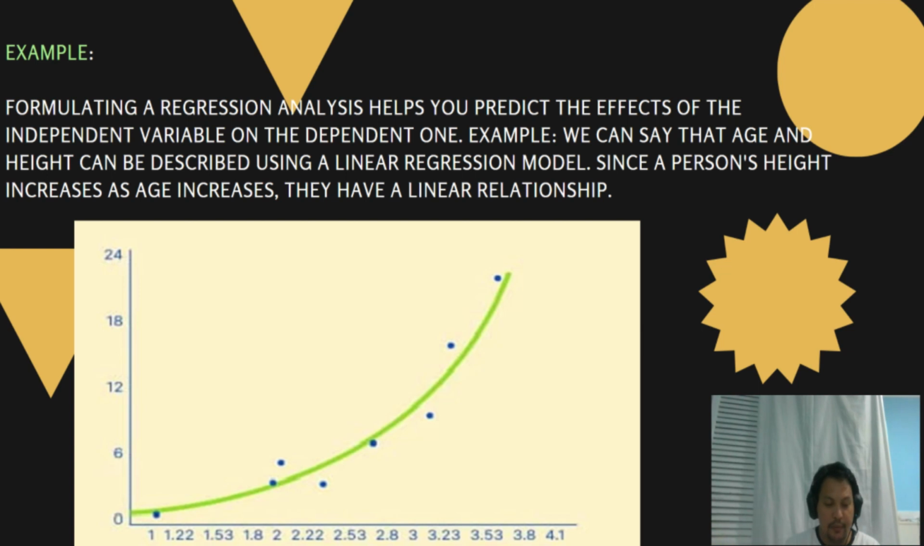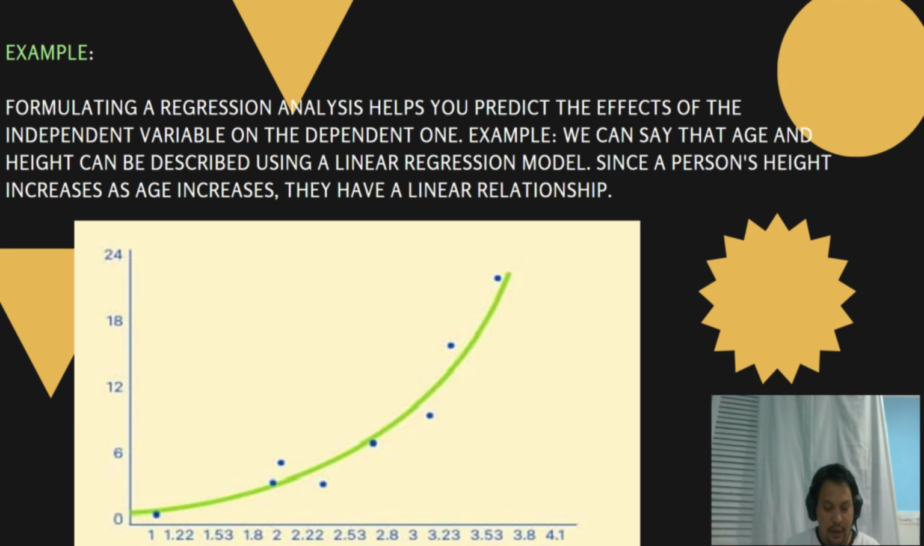For example, the graph below. Formulating a regression analysis helps you predict the effects of the independent variable on the dependent one. As we can see in the graph, age and height can be described using a linear regression model. Since a person's height increases as age increases, they have a linear relationship.